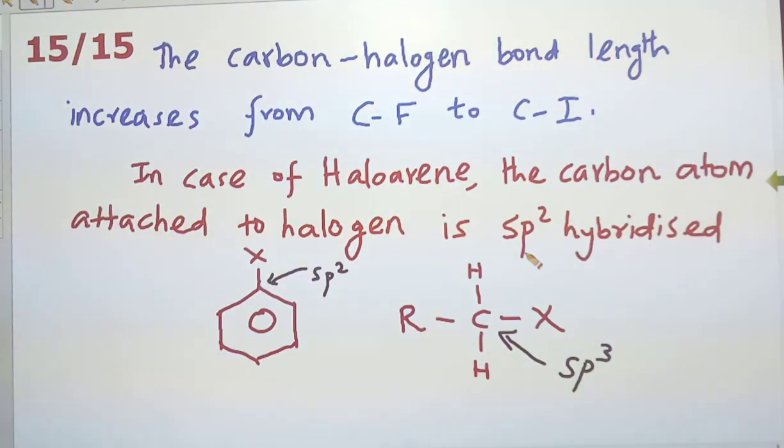The carbon-halogen bond length increases as we go from carbon-fluorine to carbon-iodine. In case of haloarene, the carbon atom attached to the halogen is sp2 hybridized. We know that earlier. You can see here, this is haloarene and this is haloalkane. Here the halogen is attached directly to an sp2 hybridized carbon, whereas in haloalkane the halogen is attached to an sp3 hybridized carbon. So this is the main difference between haloalkane and haloarene. So in this lesson, haloalkane and haloarene, we have 4 parts in total. This is the part 1 video.